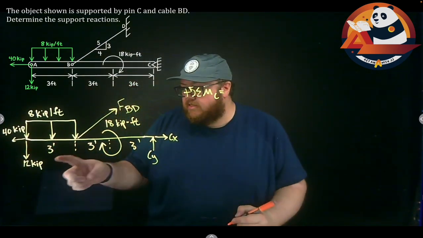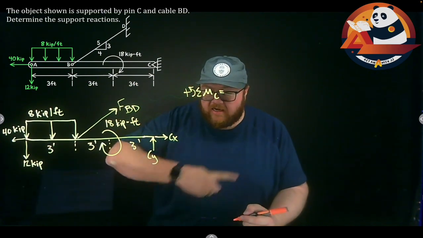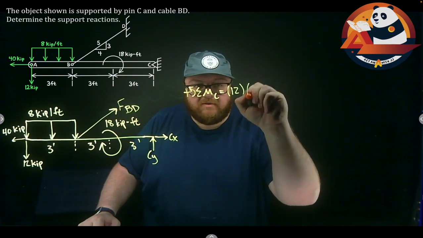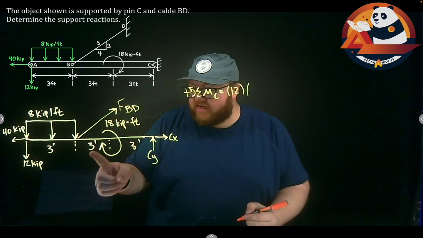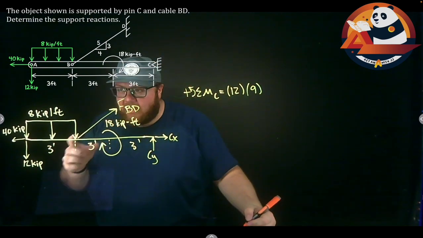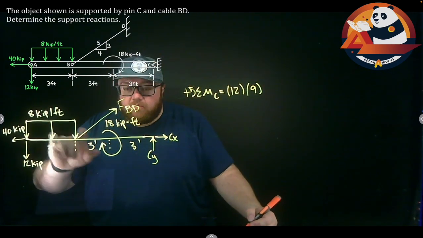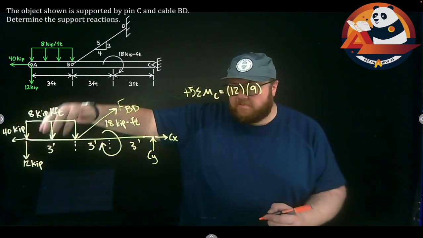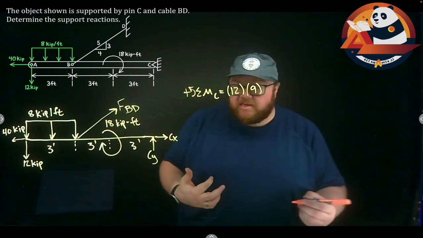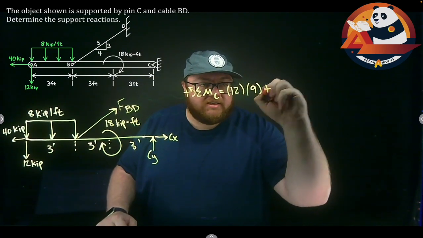That's going to get us, well, this 12 kips will cause a counterclockwise rotation. So put it in as positive. 12 force times my distance, 3, 6, 9. Times 9. My distributed load will cause a moment. It will be counterclockwise. So again, we'll put it in as positive. And I need force times distance. We're adding because it's counterclockwise.